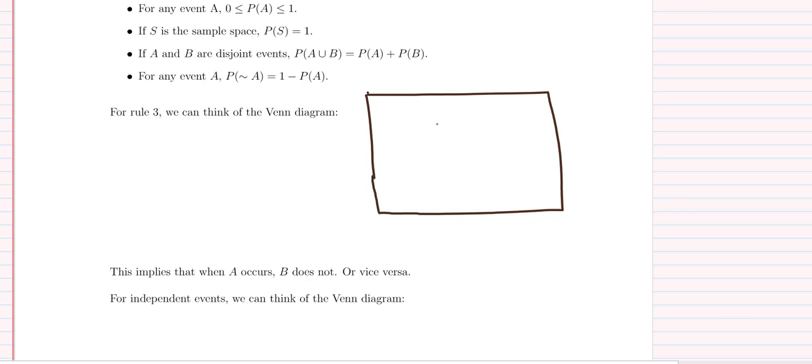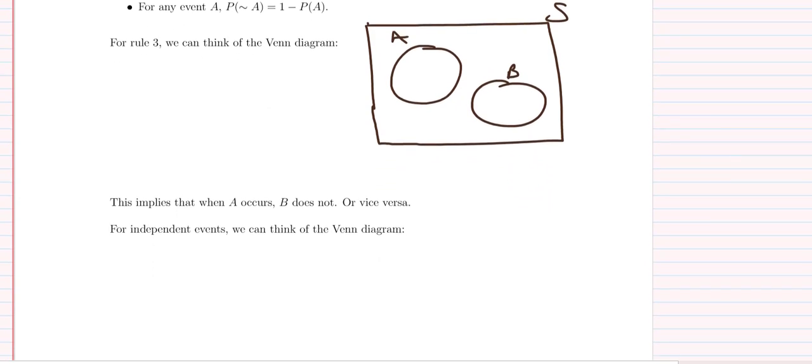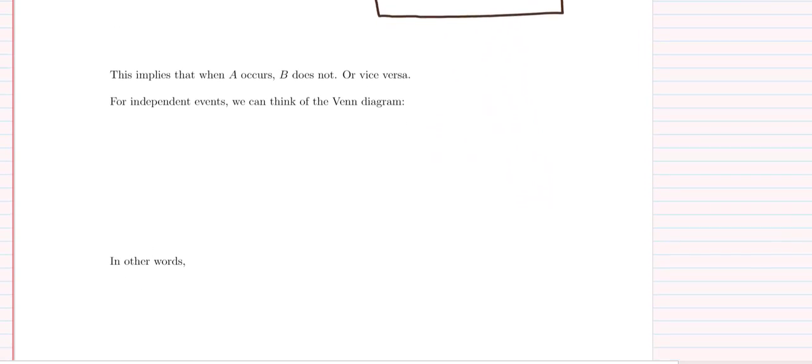Pretend this is a perfect rectangle. This is my event A. This is my event B. And we're in its sample space S. Okay? These are disjoint events. This implies that when A occurs, B does not, or when B occurs, A does not. Right? Like flipping a coin. If we flip a coin, it lands one side on the table, then we're either going to see heads or we're going to see tails. We cannot see both at the same time.